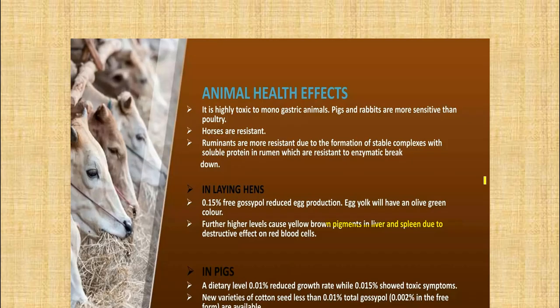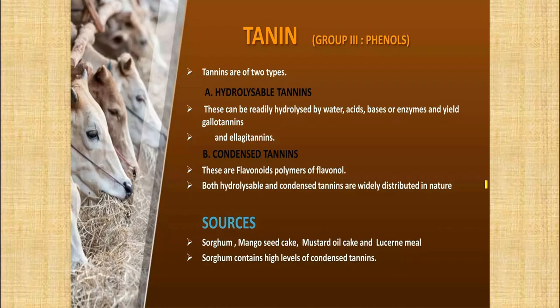So the tannins are of two types. Hydrolyzable tannins can be rapidly hydrolyzed by water, acids, etc. Then condensed tannins are another type. The condensed tannins are flavonoids, polymers of the flavonoids. These are widely distributed in nature.